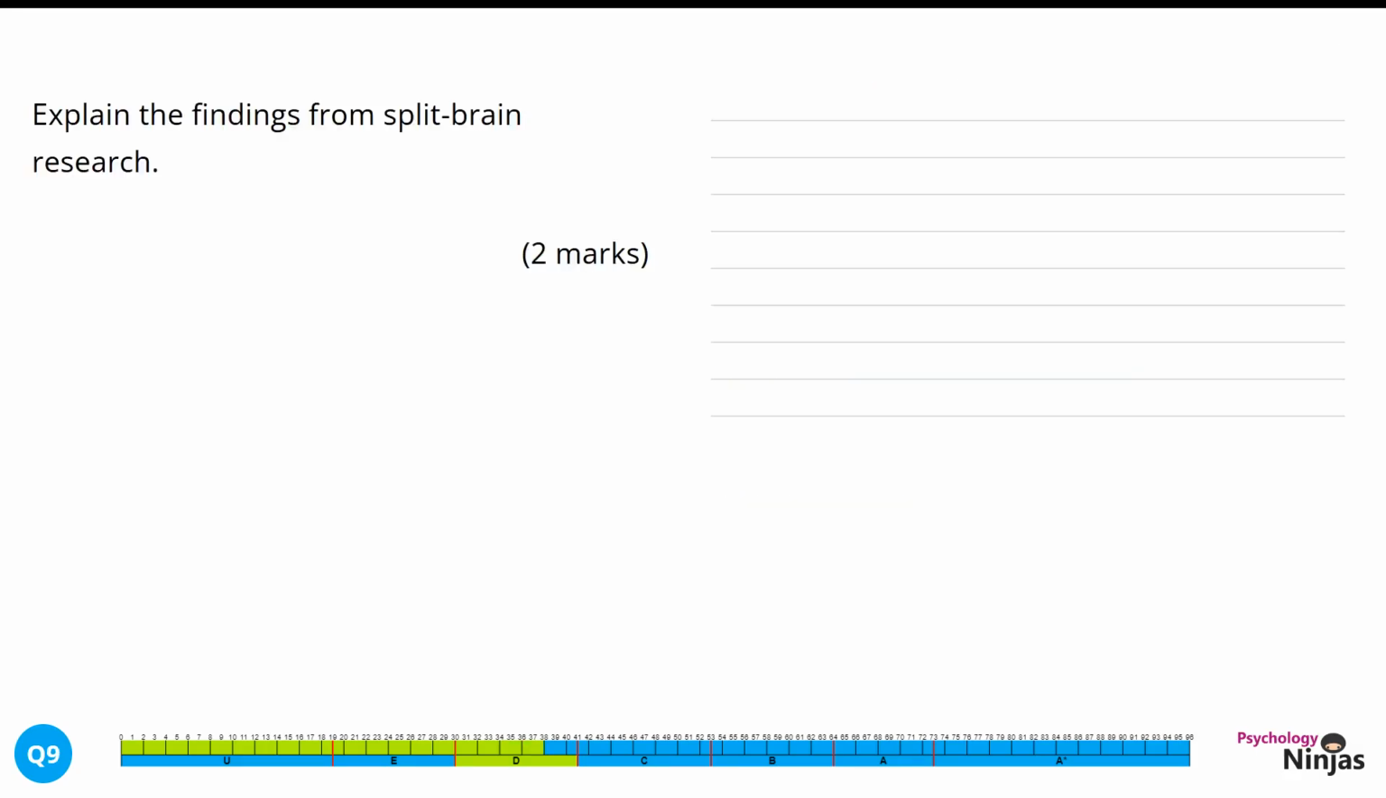Explain the findings from split brain research, 2 marks. We have the command word explain here, which means we need to give detail and develop our response. The focus of our question is split brain research, and we need to specifically give findings for our response. We want 2 separate findings from our 2 separate AO1 marks to show detailed and thorough knowledge. Let's have a look at a response.